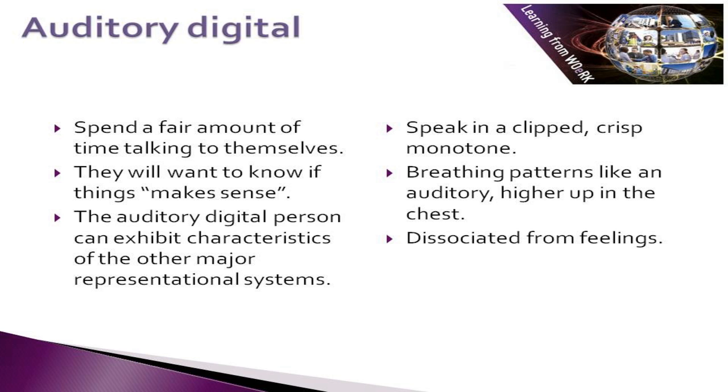And they'll want to know if things make sense. And the auditory digital person can exhibit characteristics of all the other representational systems because, you see, auditory digital is actually a kind of second process, because we take in the information and we store it in our senses, and then we have to take it from there and then turn it into self-talk and thoughts. So it's a secondary process, and so they're very often good at doing the other ones as well.